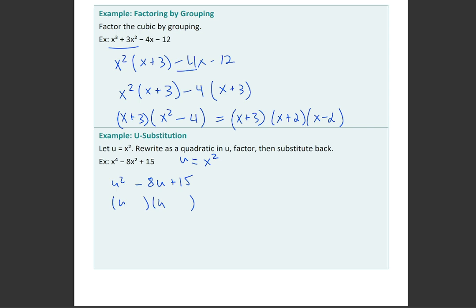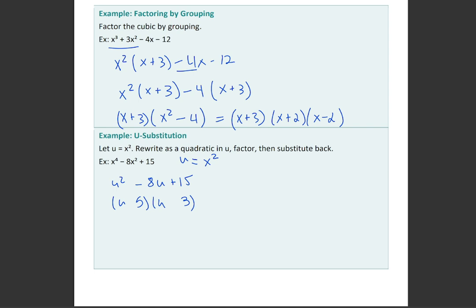Well, when we do that, and we look at the u squared minus 8u plus 15, we can easily think, well, what multiplies to 15 and adds to negative 8? Naturally, 3 and 5 multiply to 15, and they also add to 8. So this becomes a pretty easy factoring problem. We're going to have a 3 and a 5. Again, those multiply to 15, and they add to 8.